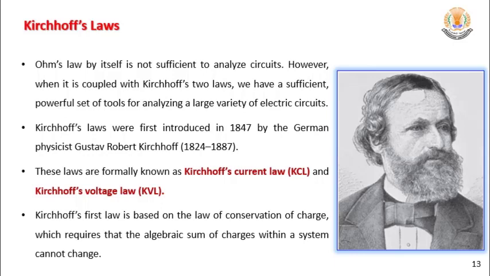What does it mean? This means if you have a node, and at this node you have many currents, some of them are in, some of them are out. So let's have something like that. If you have here, for example, I1, I2, I3, I4, I5, then at any node, the summation of the current will be 0.